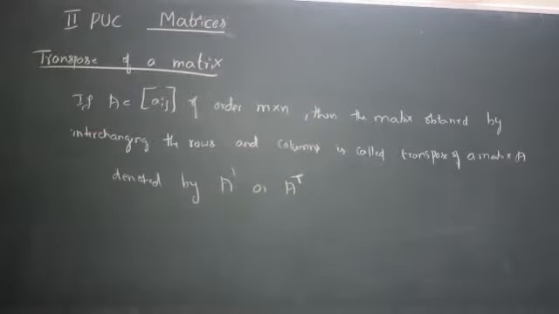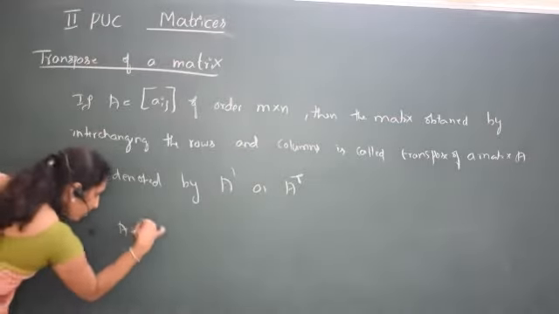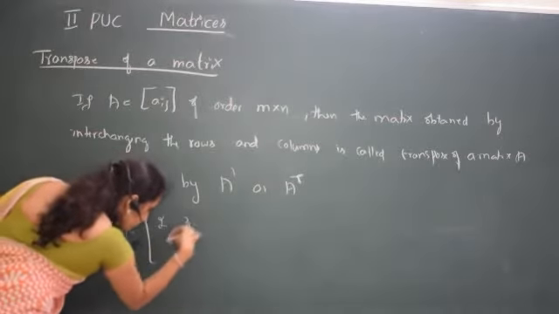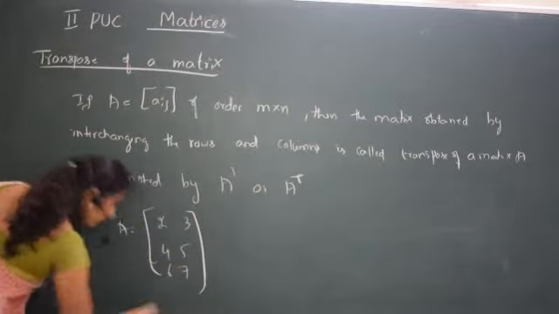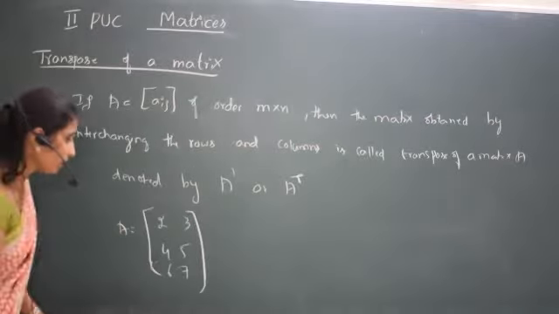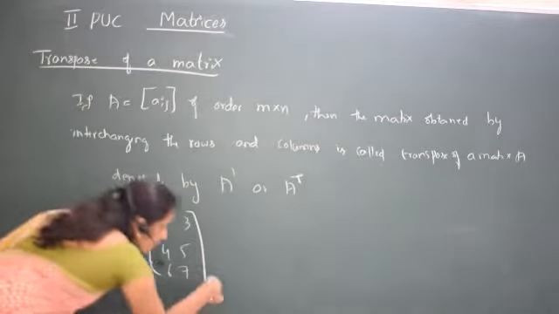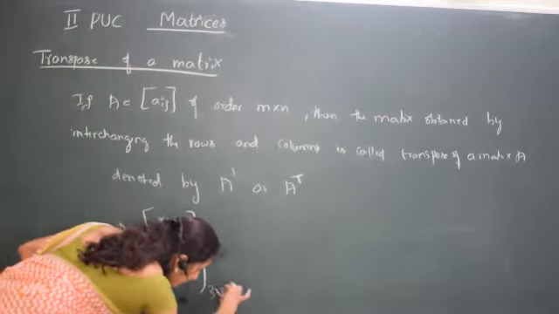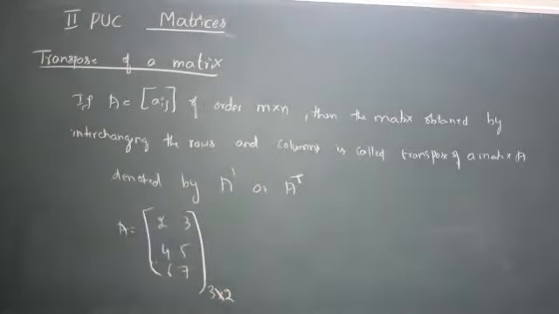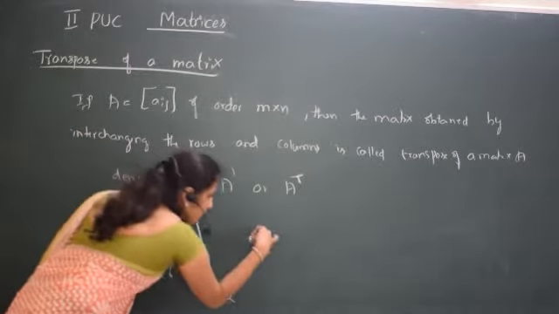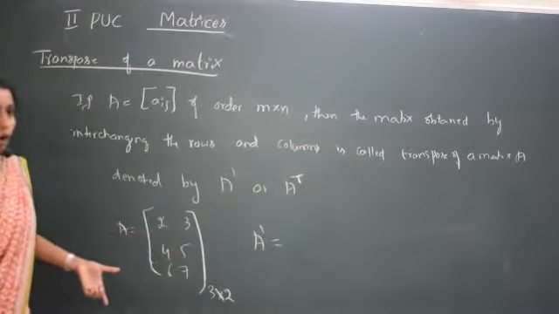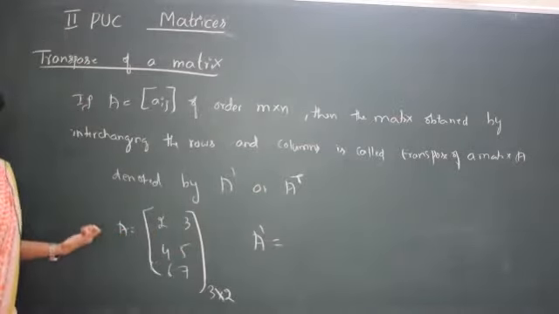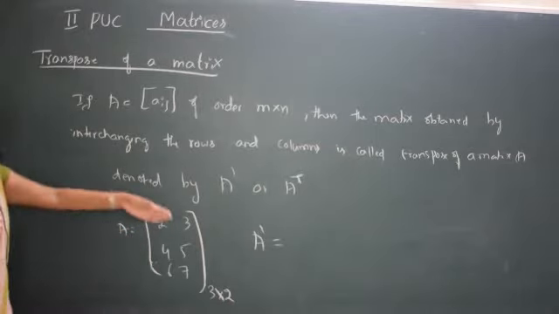If I take one example, A is equal to the matrix with rows 2, 3, 4, 5, 6, 7. What is the order here? 3 rows and 2 columns, so 3 by 2. The transpose of a matrix is obtained by interchanging the rows and columns. So we get A dash: the rows we have to write as columns and the columns as rows.